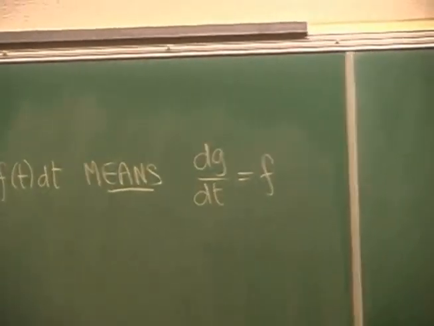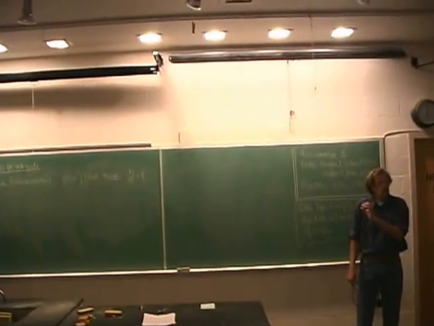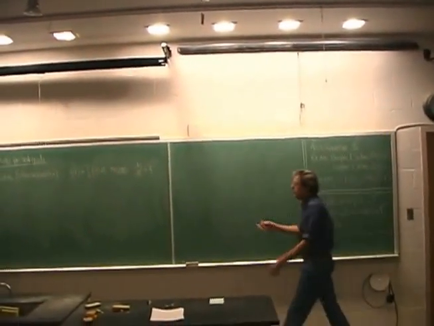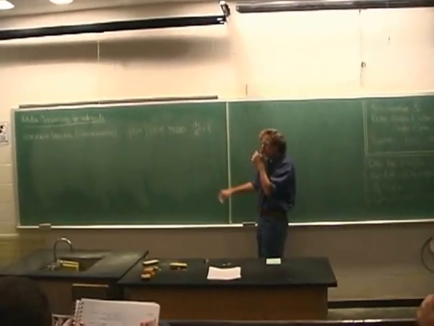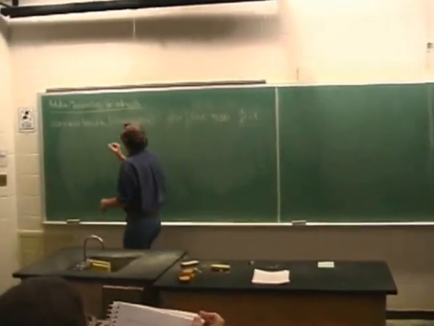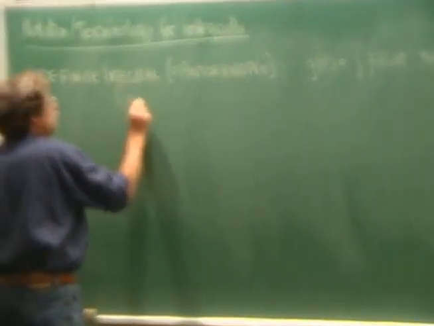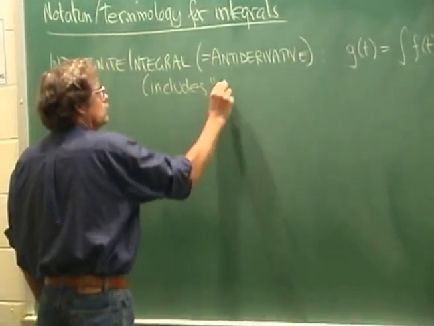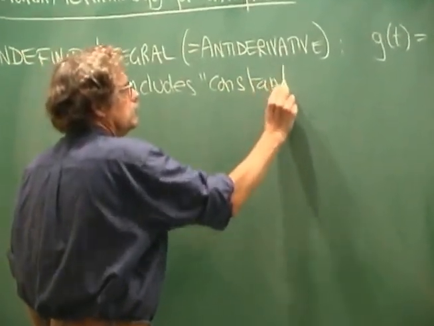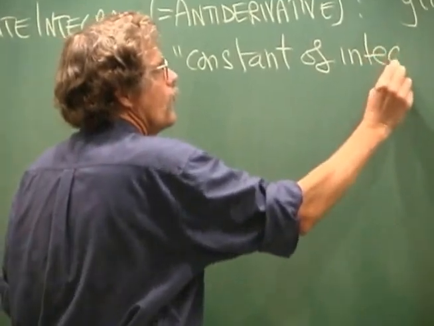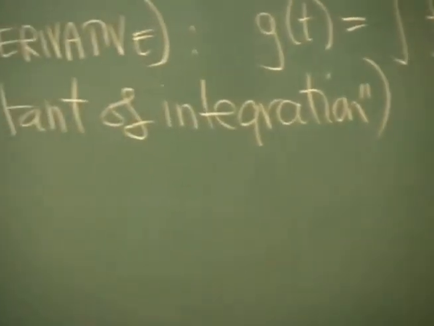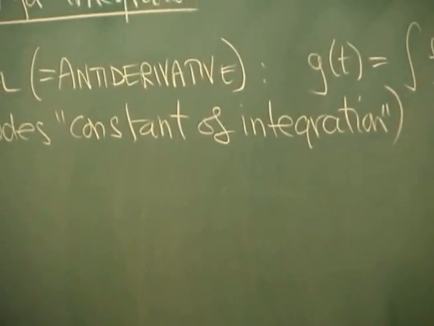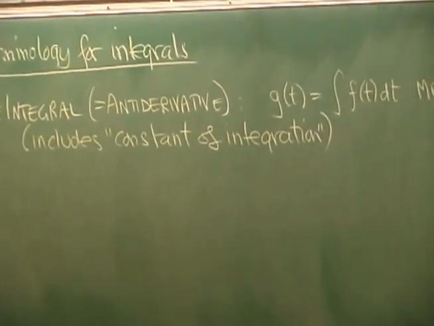Parenthetically, it always includes an additive constant, a so-called constant of integration. Why? Because if you added a constant to g, it would give you 0 contribution to the derivative, because the derivative of a constant is 0. So there's always an added constant. In physical context, the constant of integration usually turns out to be the original position or the original velocity or something like that, some initial condition.